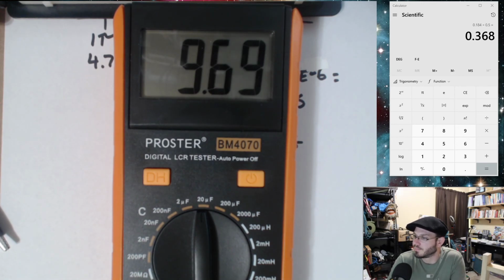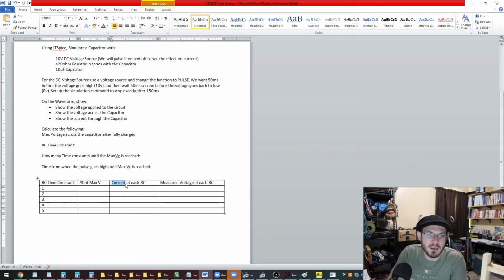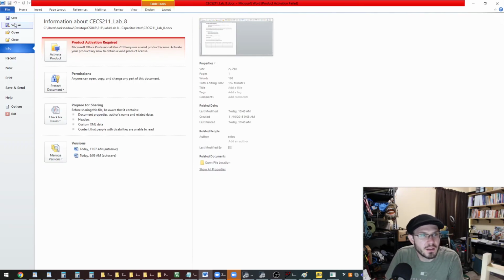Yeah, that should work, Evan. Find current at each. Are we finding current or voltage at each RC? What does the lab document say? Let me see. It says current, but it says measure the voltage of each RC. Oh, okay. Thank you. There was one more mistake on this. Let me fix that. Voltage at each RC. I apologize for that. There were 3 larger mistakes.